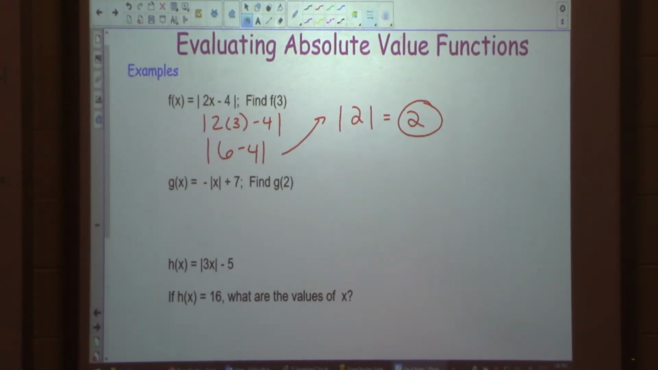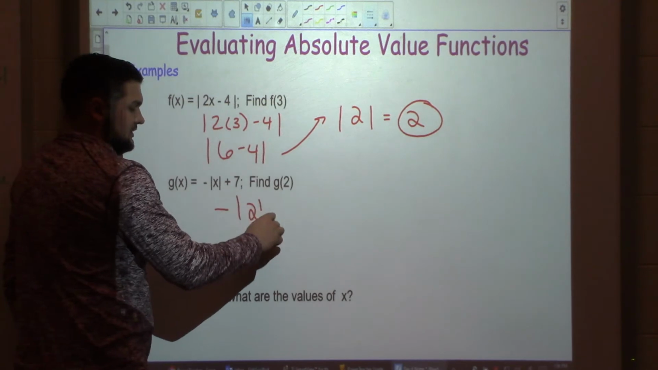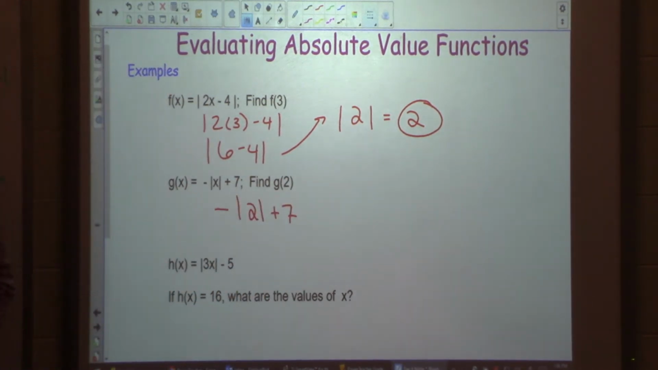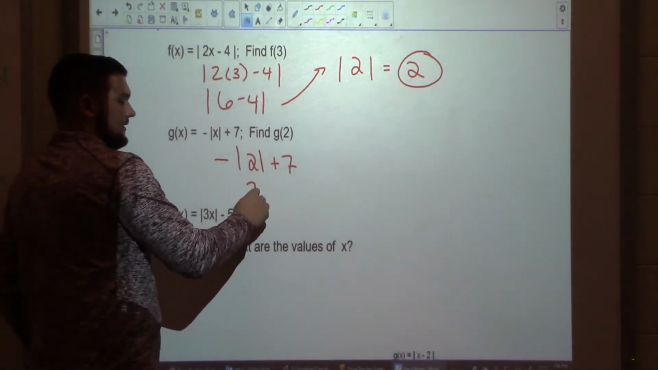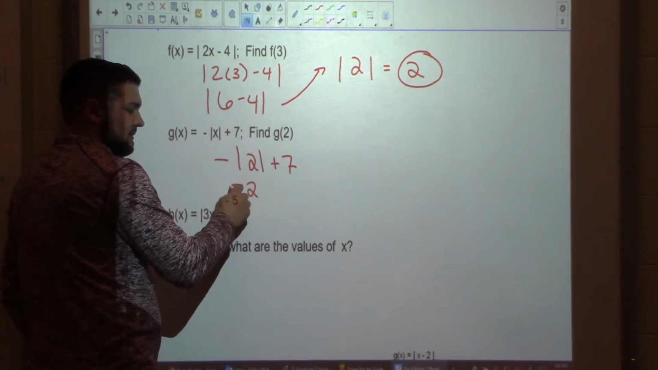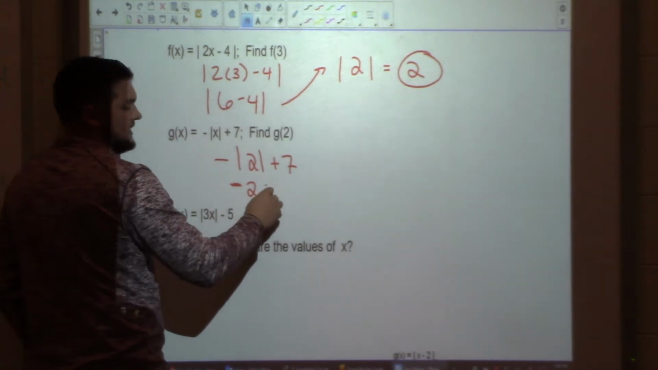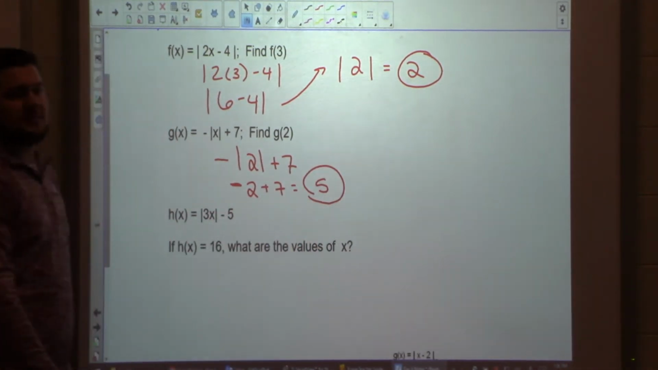G of x equals negative absolute value of x plus 7. Find g of 2. Well, negative absolute value of 2 plus 7. So I'm taking 2, plugging it in for x. What's the absolute value of 2? 2 still. Now this negative travels with me. It was not inside of my absolute values. It's got to go with. So it becomes negative 2 plus 7, which is going to be 5.